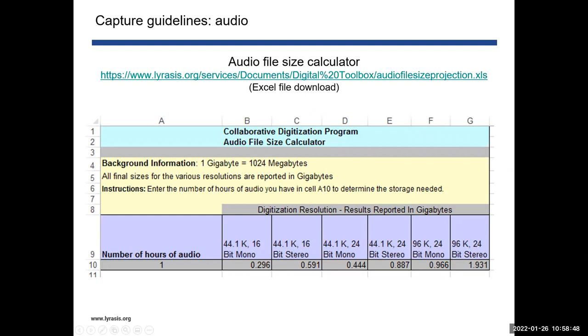This is one calculator that you can use. This link will download an Excel file directly. There's also one from Sustainable Heritage Network. If you search within their resources for audio file size calculator, you'll get something similar. This can give you an estimate of how much storage you need to plan for, based on how you're digitizing.